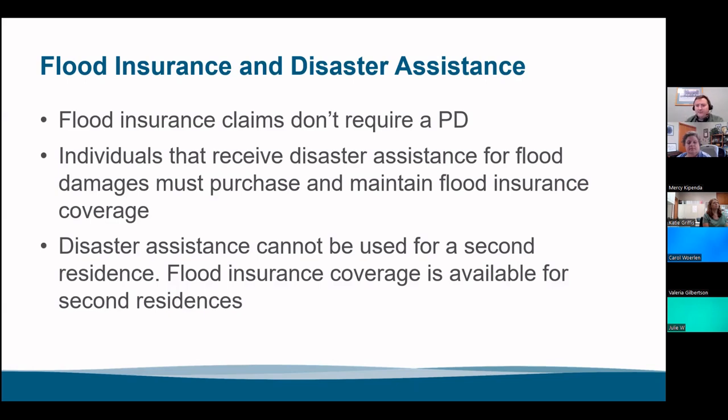The National Flood Insurance Reform Act of 1994 requires individuals who receive disaster assistance for flood disaster losses to maintain flood insurance coverage for as long as the individuals live in the dwelling. So not having flood insurance and then receiving disaster assistance for flood damages requires you to purchase and maintain flood insurance afterwards. Also, disaster assistance cannot be used for a second home. However, flood insurance coverage is available for second residences. So, just some things to think about when you're looking at the differences between the two sources.